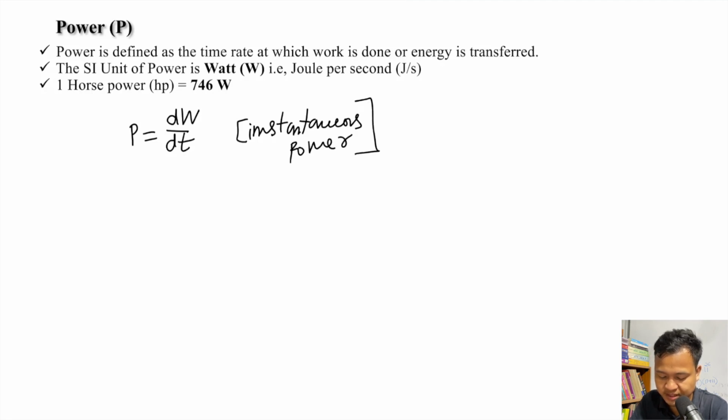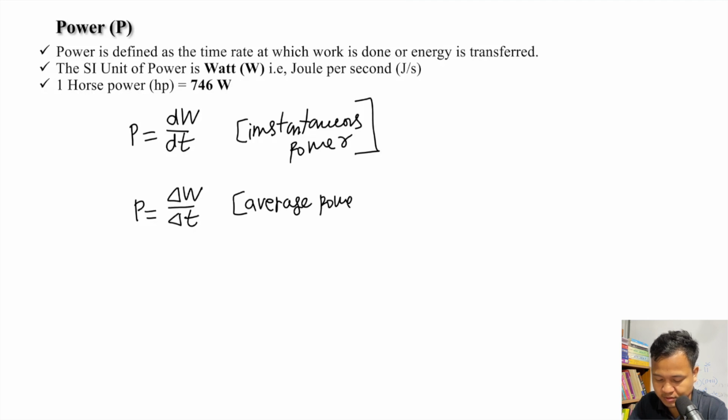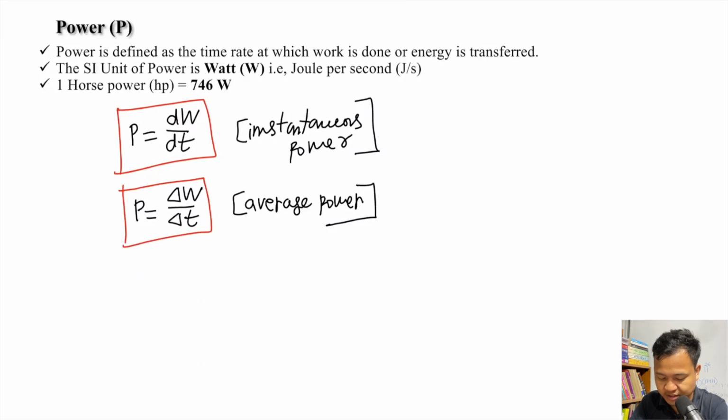Small d means instantaneous. So you also have average power. Average is delta W by delta T, where delta means final minus initial. So this is average power. One more thing you can do: instantaneous is the limit of average. So P is equal to dW by dt.